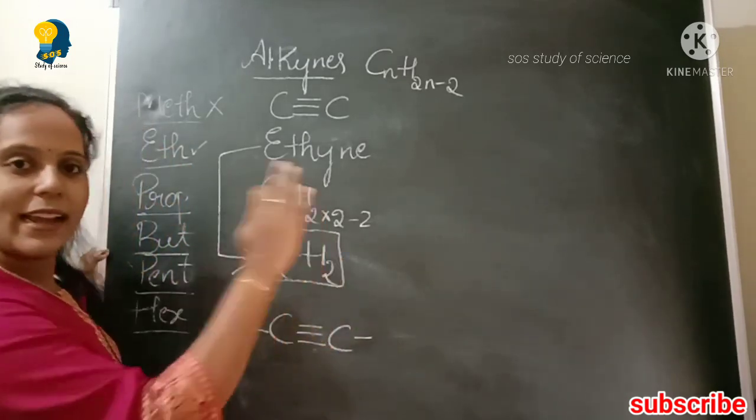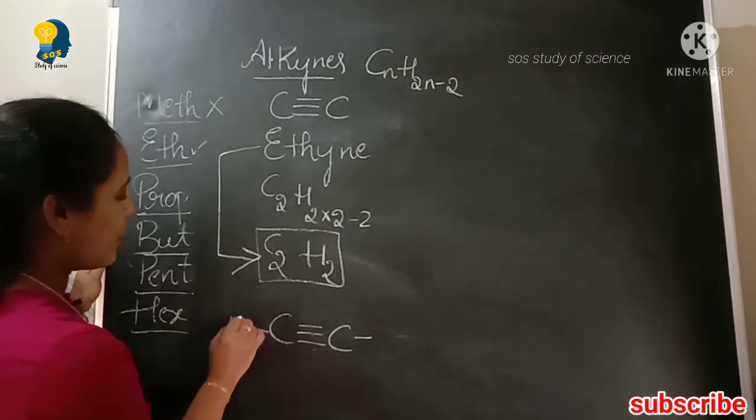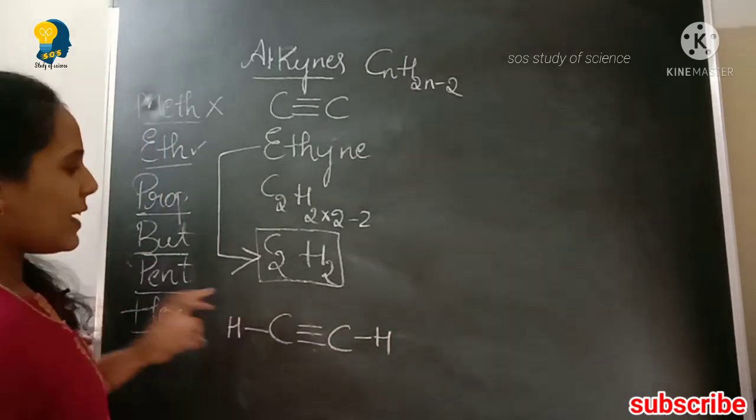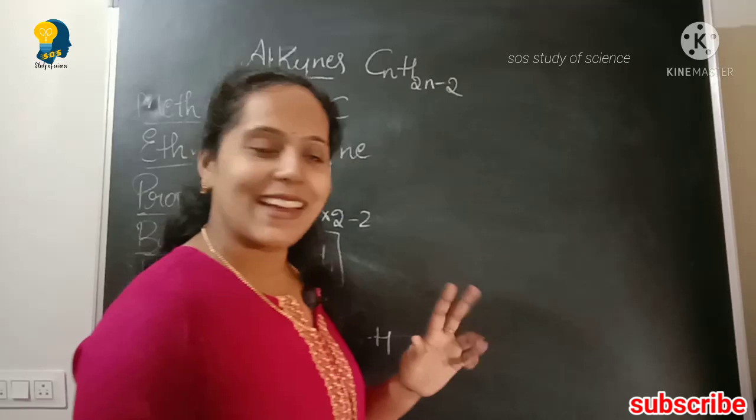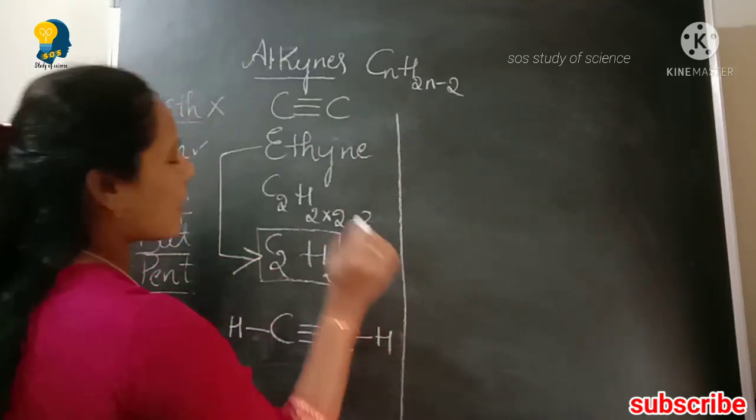Its triple bond alkyne is satisfied. So now it's time to write the hydrogen. Can you see C2 and H2 atoms in the structural formula? Yes, correct. So now it's time to write the electron dot structural formula.